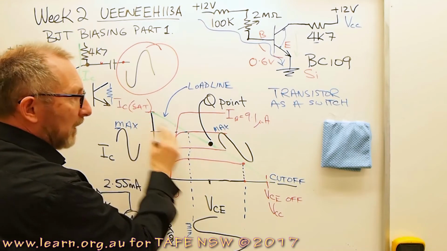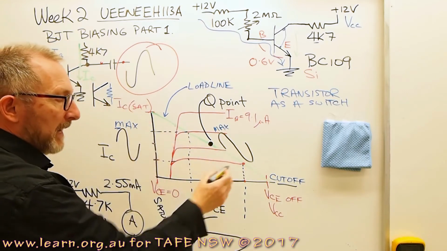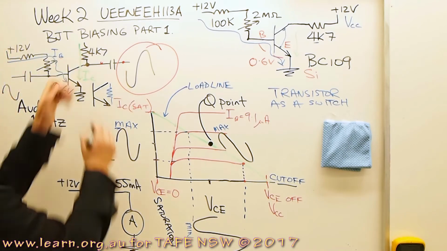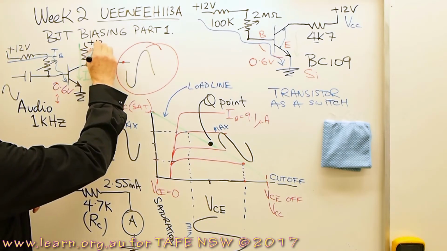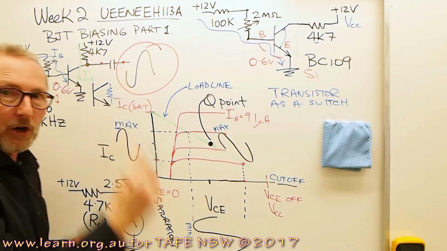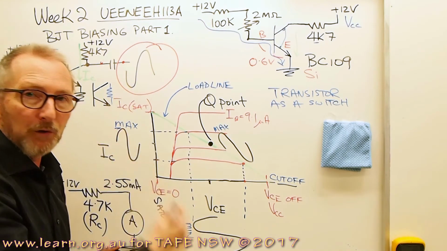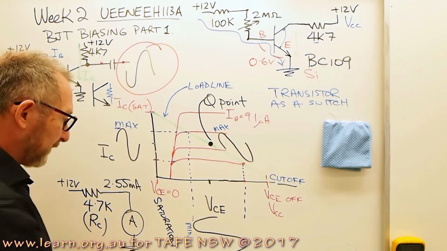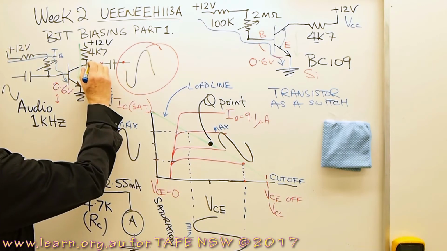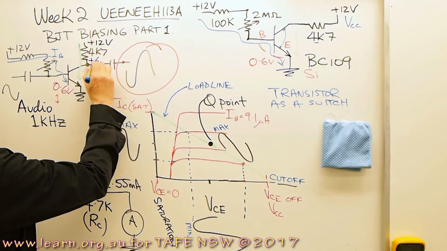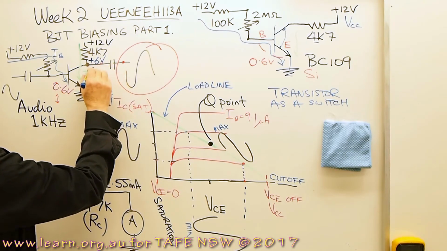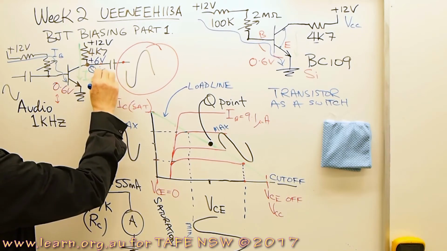Q point along the load line to about half of the rail voltage. The rail voltage here was plus 12 volts. It'd be nice if we set the collector voltage at 6 volts in the resting state. So I want that to be around about plus 6 volts in the quiescent state.